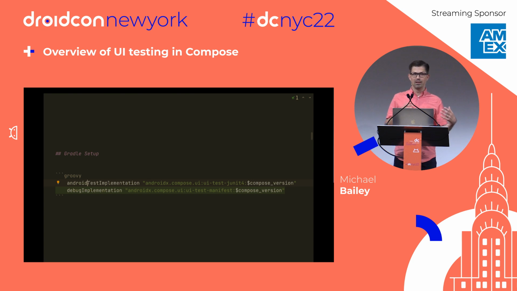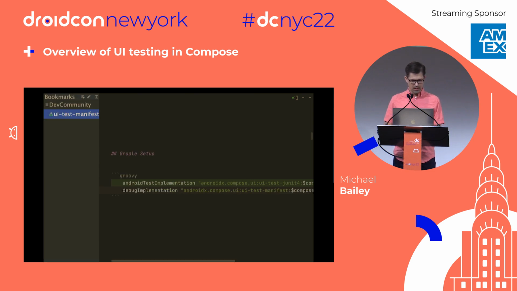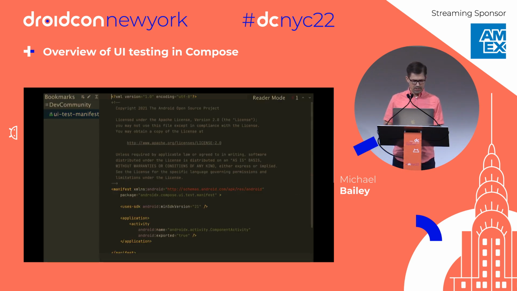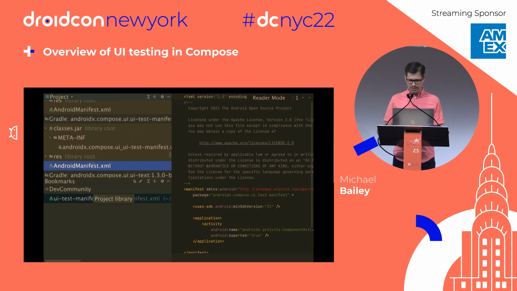That will add that dependency and the classes in that dependency to your test APK if you're doing an application module. And then there's another thing that you add here, a ui-test-manifest dependency, and you add this in your debugImplementation, which actually puts it in the app under test. And this doesn't contain any code, but what this does contain is a manifest that gets merged into your app under test.